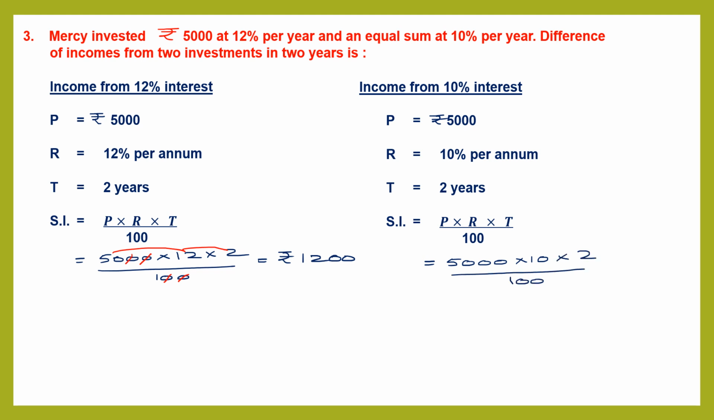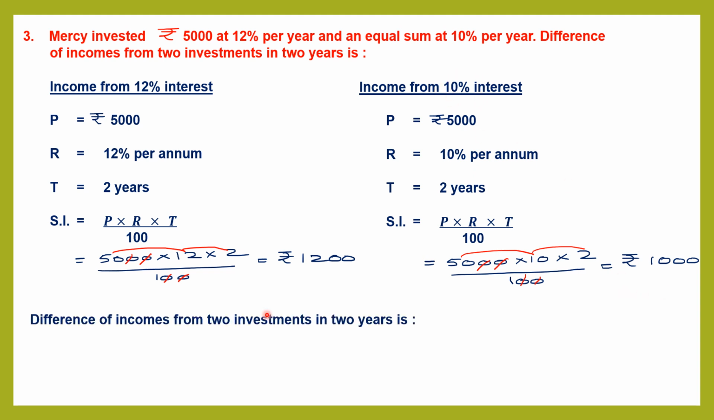So let's cancel the 2 zeros and the 2 zeros. Now we have 50 into 10 into 2. So 50 into 10 is 500. 500 into 2 is 1,000. So here we have 1,000 rupees. So we have found the income when it is 12% interest. We have found the income when it is 10% interest. Now we have to find the difference. Difference of incomes from two investments in 2 years is how much?